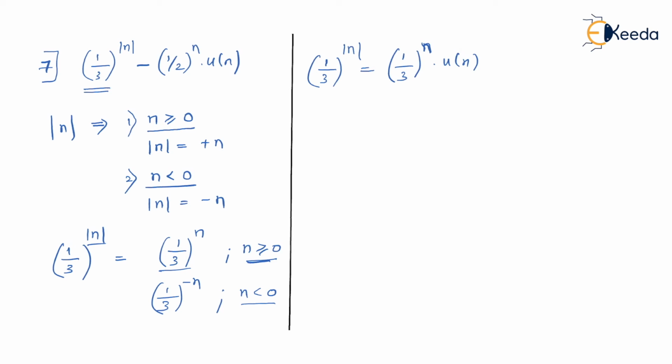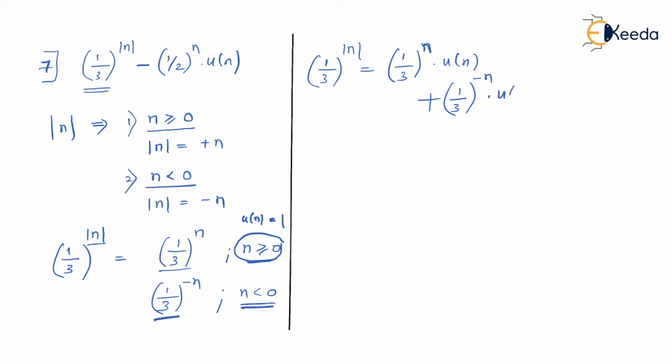Even though I include u of n here, it is not going to affect the value, because within the duration from n greater than or equal to 0, u of n value is always 1. So can I say that it is going to remain 1 by 3 to the power n only? Of course yes. Plus, now I'm going to include this, that is 1 by 3 to the power minus n. But this is present only for n less than 0. Do we know some function, even though I include it over here, it is not going to matter?